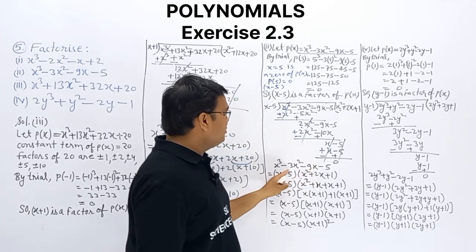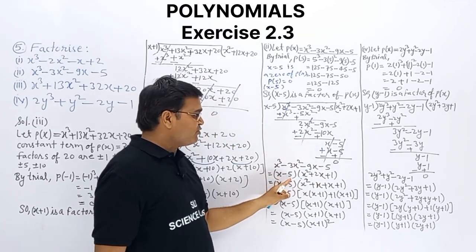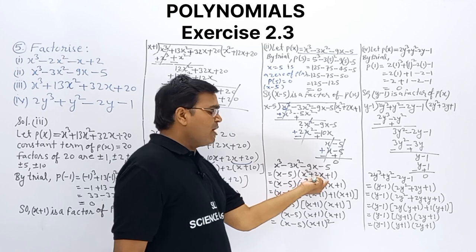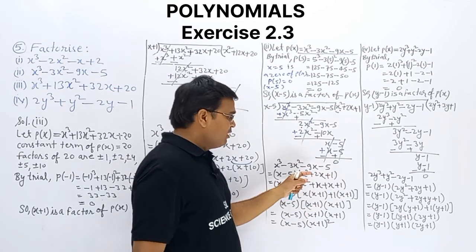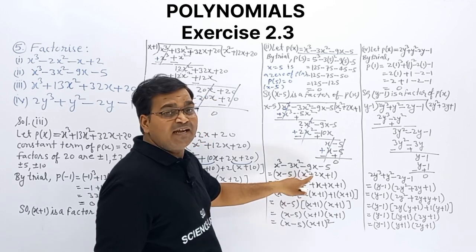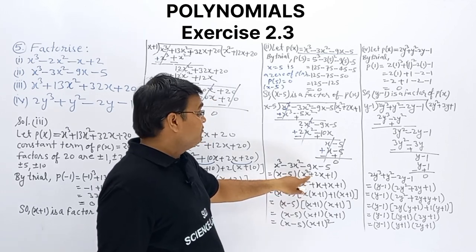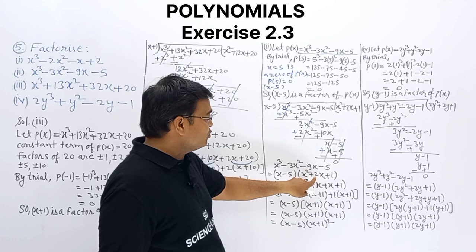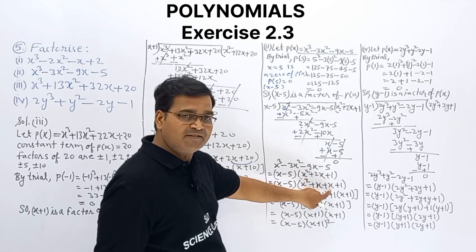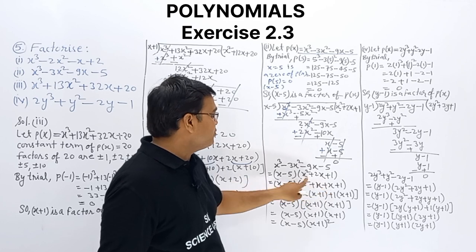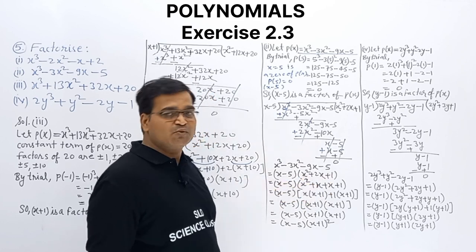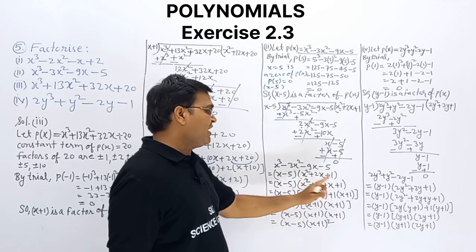This cubic polynomial has one factor x minus 5 and the remaining quadratic polynomial x square plus 2x plus 1. We want to factorize this one. How will we factorize a quadratic polynomial? We will split the middle term. So 2x can be split into x plus x, and the product of both, x into x, will be x square. The product of first and last is what? x square. So we can write it this way.